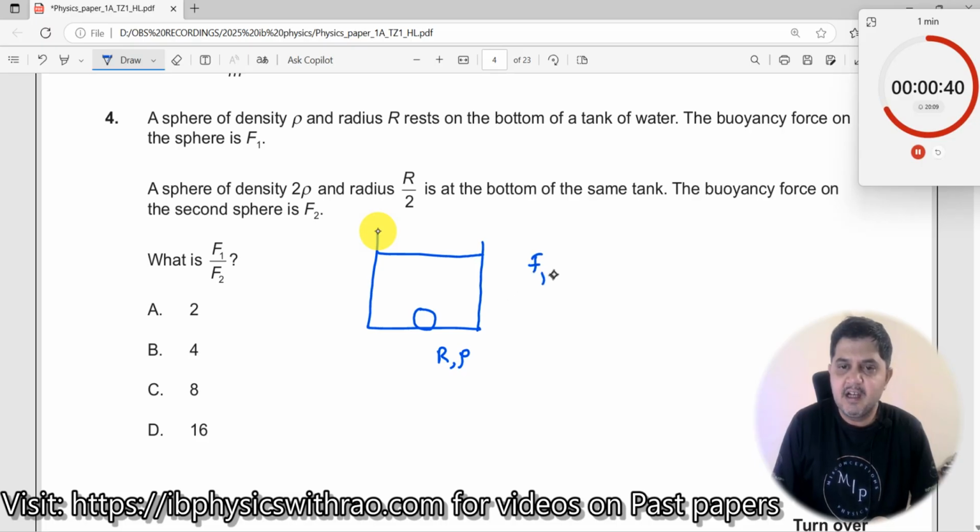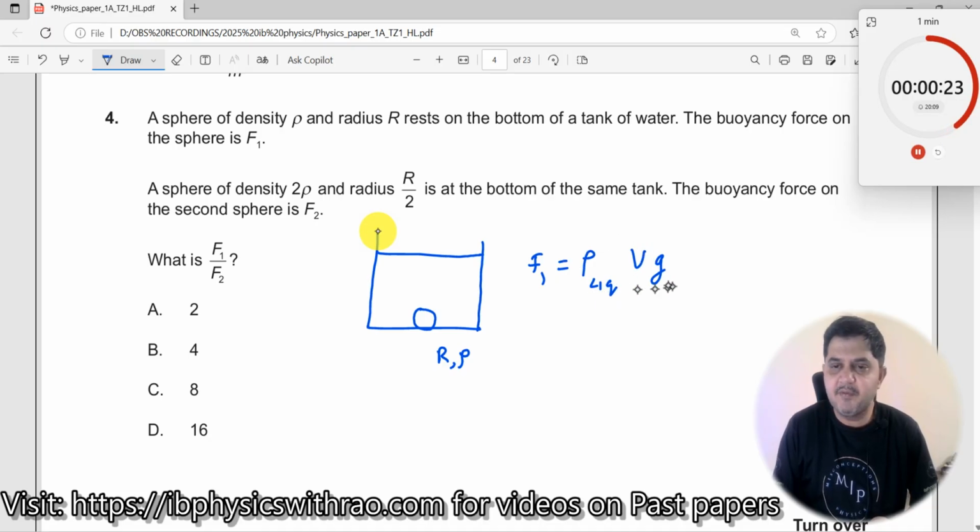How do you calculate the buoyancy force? This is nothing but the density of the liquid multiplied by the volume of the sphere multiplied by g. This is your buoyancy force. That's how we get this one here, because density multiplied by volume gives me m, so therefore I get this value. Now let us look at the next question here.